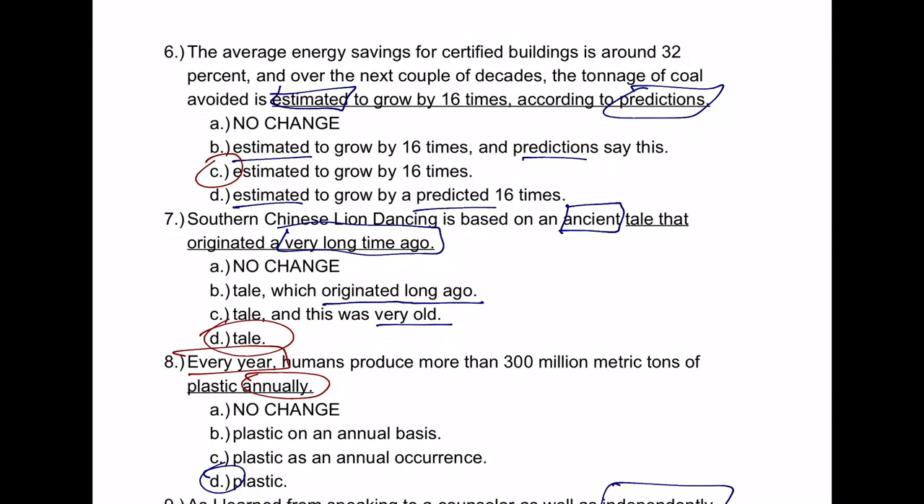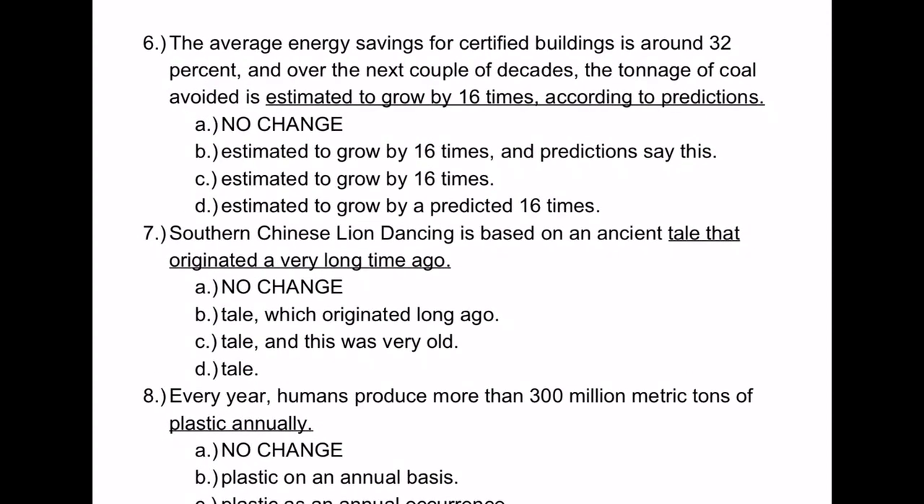And a couple more here. Number six, the average energy savings for certified buildings is around 32%. And over the next couple of decades, the tonnage of coal avoided is estimated to grow by 16 times according to predictions. So estimations and predictions are pretty much the same thing. That's why C was the correct answer.